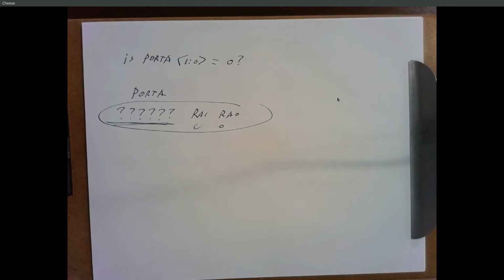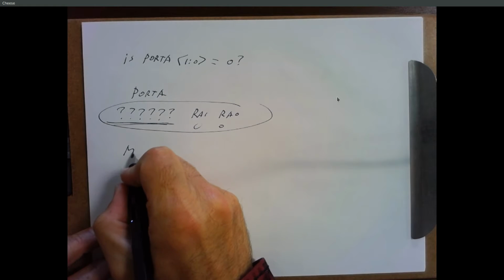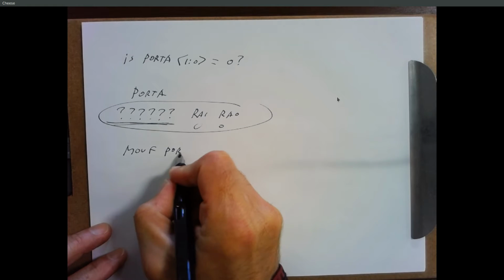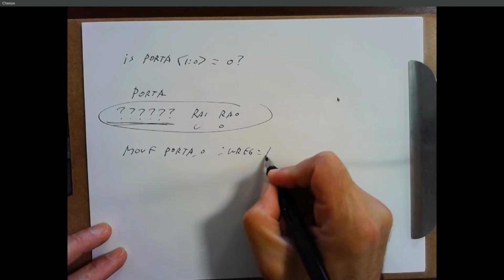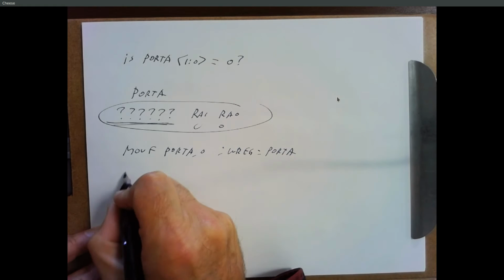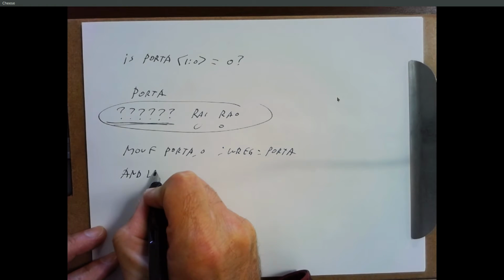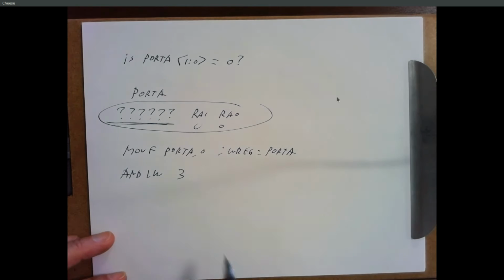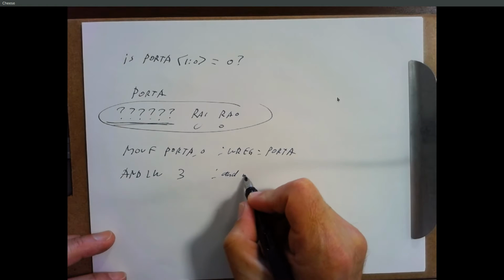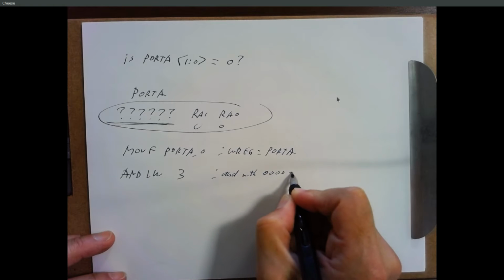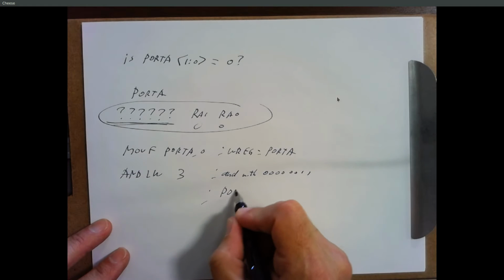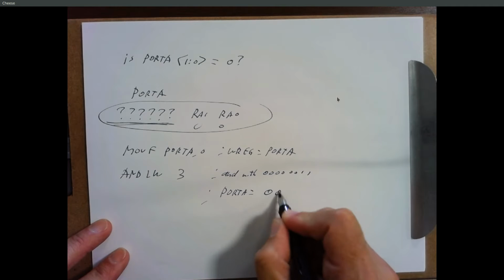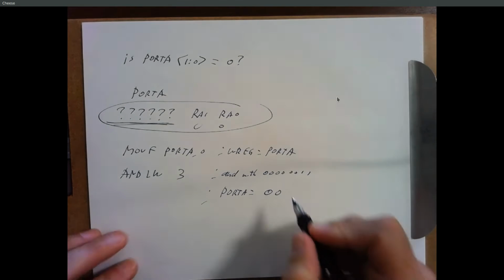So rather than check port A, we could do something like move F port A comma 0. And then we could AND it with this binary number 3. And now port A. Can we turn off these lights? Yeah. Thanks. Now port A looks like this.